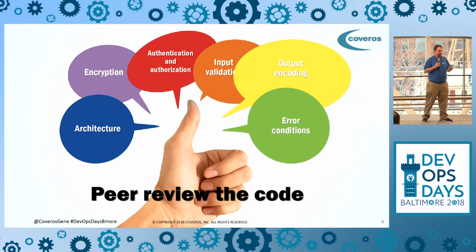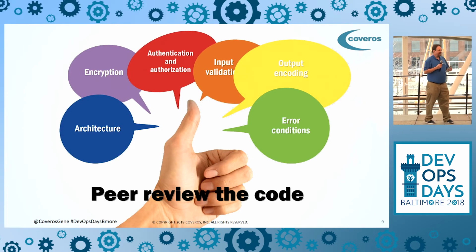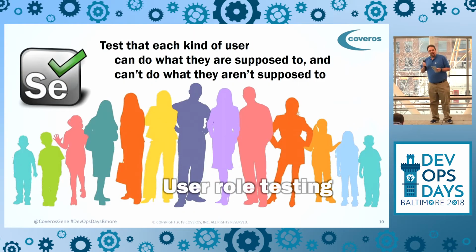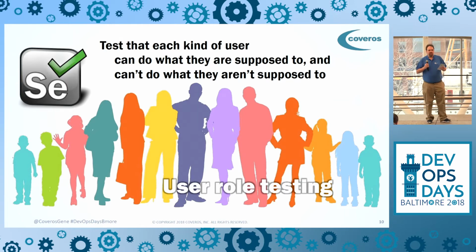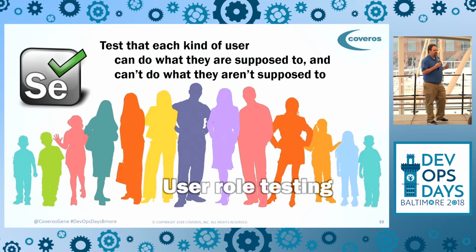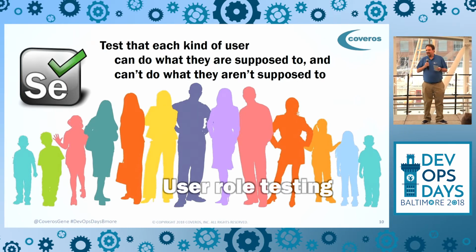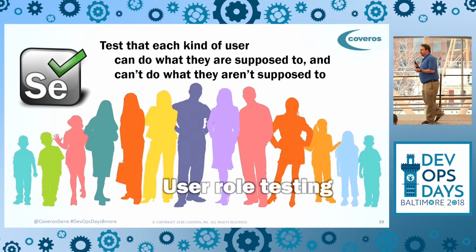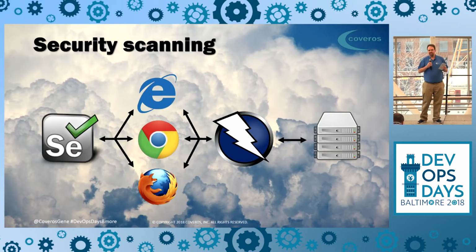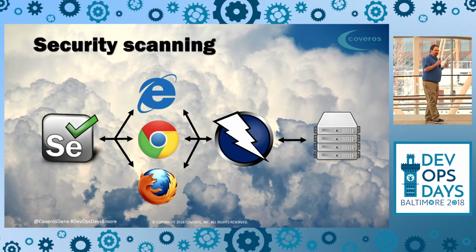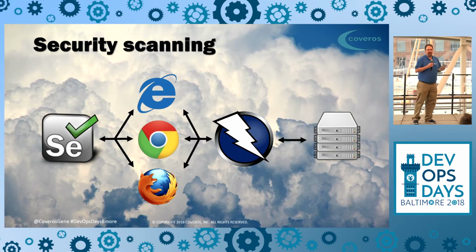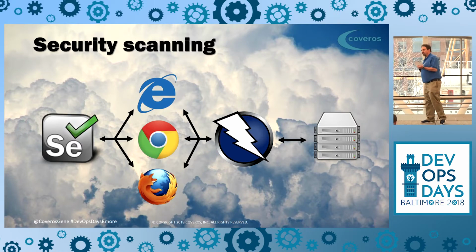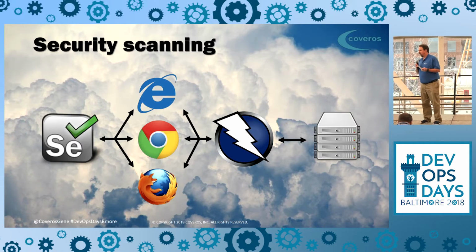Stuff like, what encryption are we using? Are we doing input-output validation and encoding? How are we handling our errors? Once we know that the code's doing what it was intended to do, we also need to make sure it's doing the right things. Do users have access to data that they shouldn't? Do they have access to features that they don't need, right? User role testing just checks those conditions, positive or negative, right? And while we're doing that user role testing, we can pipe that through a security proxy just to get some security scanning in, looking for cross-site scripting, SQL injection, cross-site request forgeries.